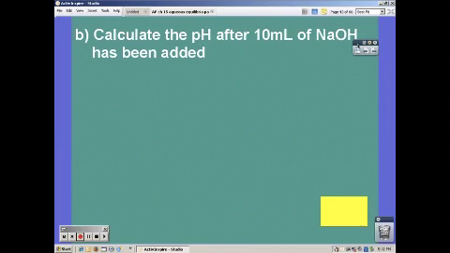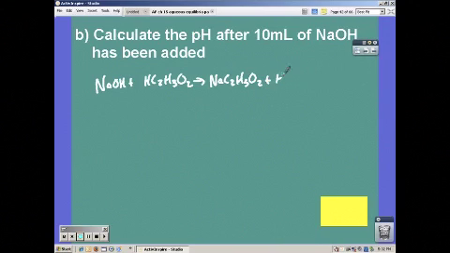Next, we're going to add 10 milliliters of NaOH. So we react NaOH plus our acetic acid, double replacement, and we get sodium acetate and water. Since it's reacting, we're going to need moles just like we did previously. So it's a 0.1 molarity solution. We have 10 milliliters of it. So that's 1 millimole. And our 0.05 times 0.1 gives us 5 millimoles.